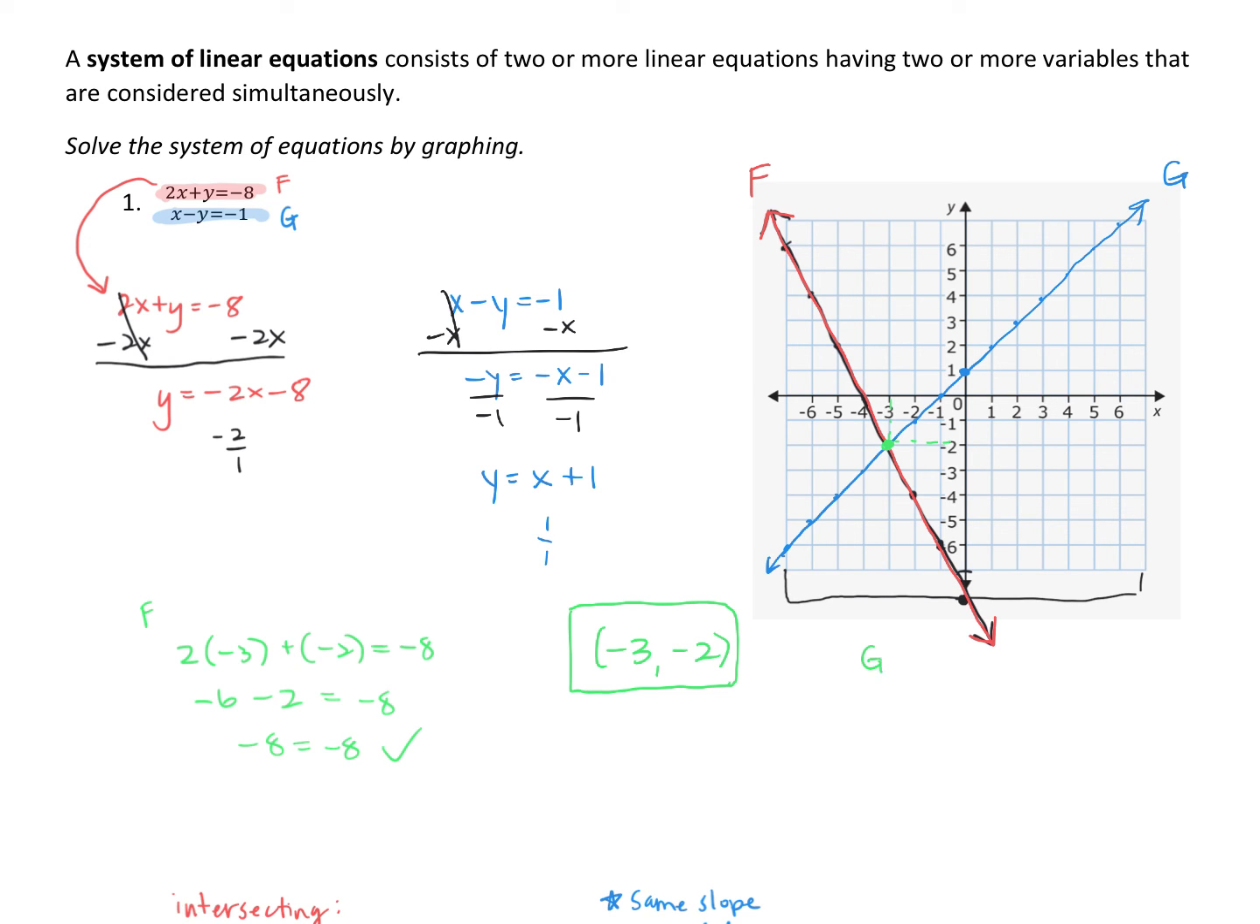And then you would check G, right? And so you would say x is -3 minus y is -2 is equal to -1. So that would be -3. The two negatives make a plus, so plus 2 equals -1. -3 plus 2 is -1, so this works as well. Okay, so you can check it by plugging it in, or if they just say, hey, tell me if this ordered pair is a solution to the system of equations, it's really simple to check. You just plug it in both of them and make sure it checks for both.